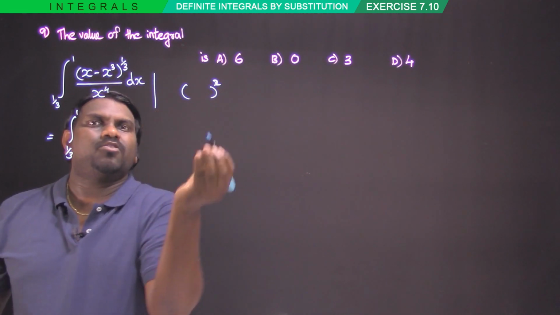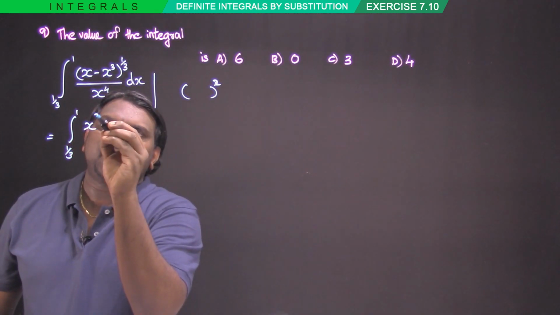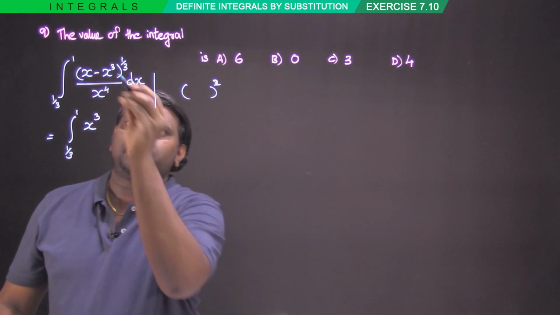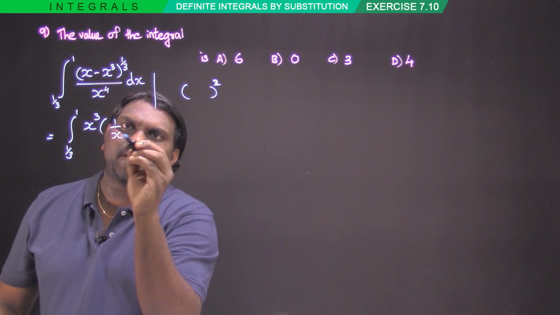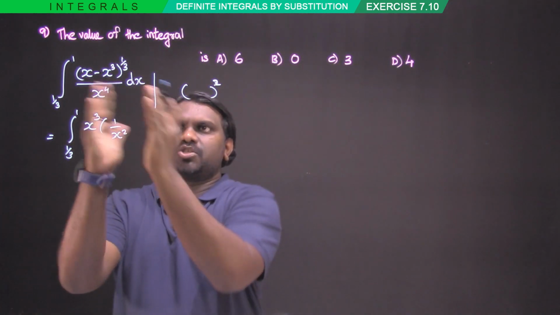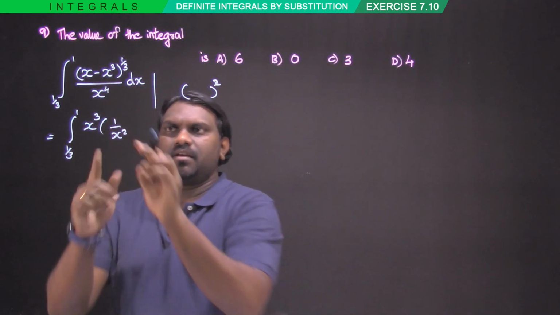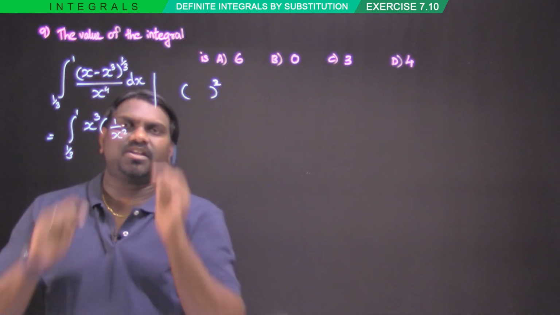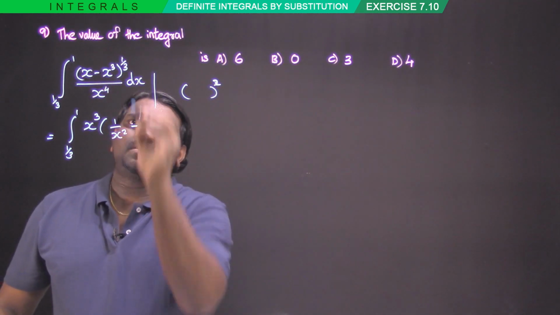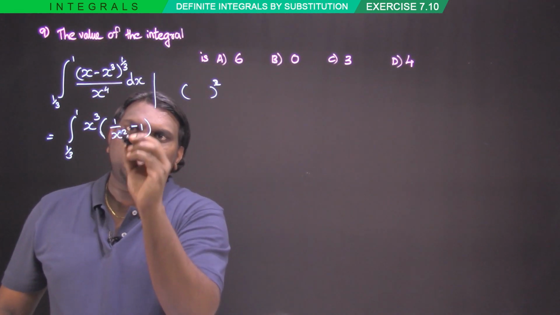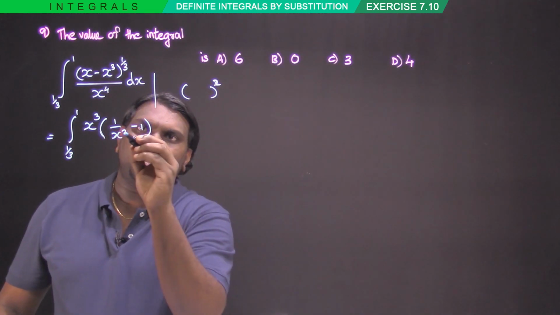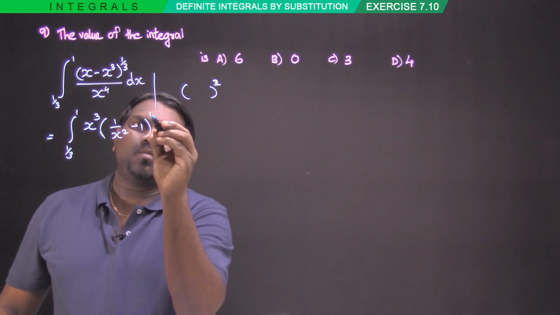Now here we are taking a common. What common do we take? x cube, I'm going to take it out. So when I take it out, I'm going to get here 1 by x square. Right? When x cube goes outside, 1 by x square. If you multiply this inside, it cancels and we get x itself. Minus this one is going to be 1. So in the bracket, what is it? 1 by x square minus 1. And your 1 by 3.